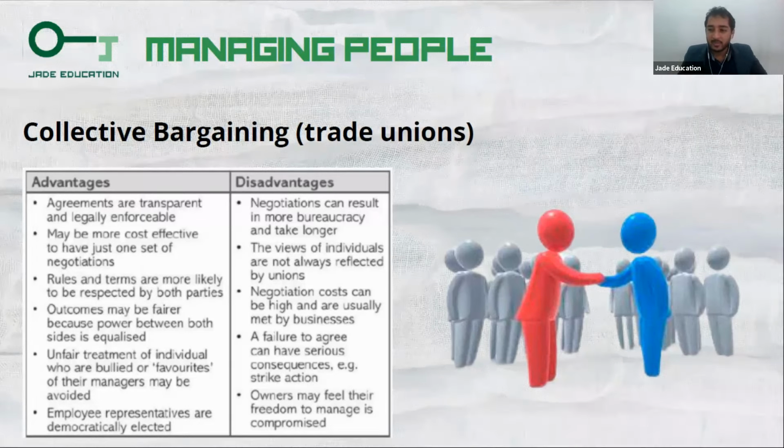their ownership is compromised. I mean, if, for example, the trade union is dictating the terms and you're the owner paying their salary, come on, that doesn't seem fair. I'm paying your wage and you're telling me how I should do things. Why should I pay you? So there are little things that can come in.